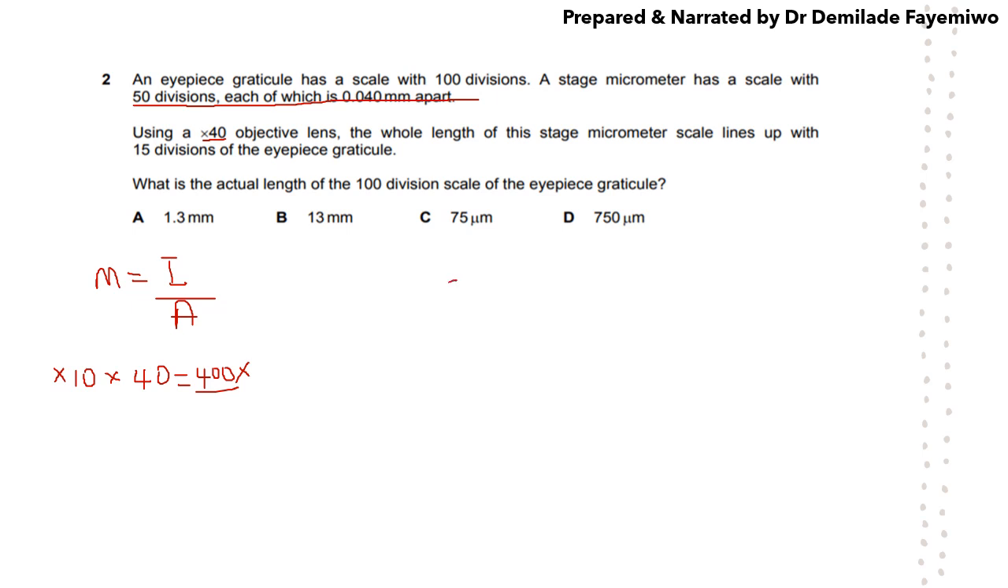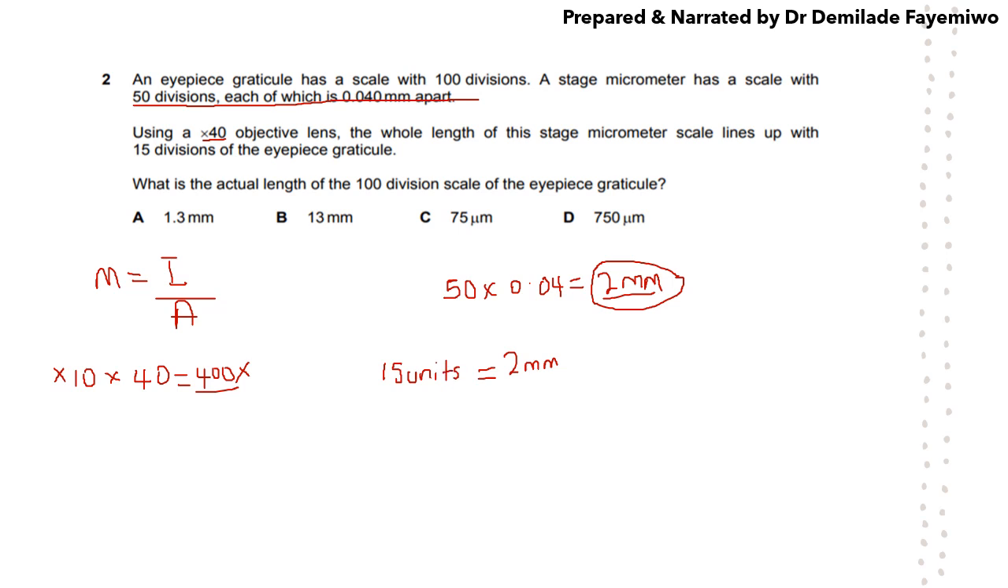Now, it says that the stage micrometer is 50 divisions, each of which is 0.04 millimeters apart. And that just tells us that the stage micrometer's length in total is 50 times 0.04, and that is going to give us 2 millimeters. So 2 millimeters in length, that's the stage micrometer. It then says that the whole length, so this 2 millimeters, which is the entire length of the stage scale, fits into 15 divisions of the eyepiece graticle. So that means 2 millimeters.